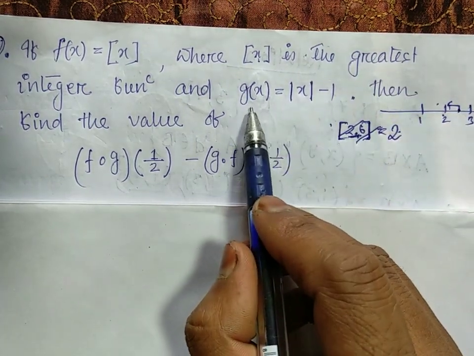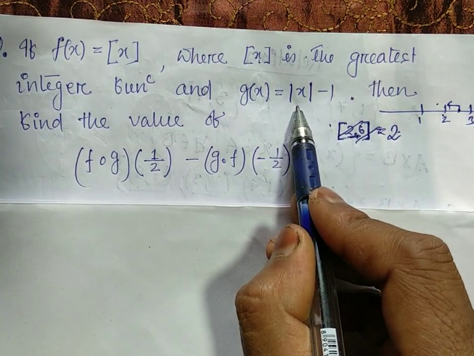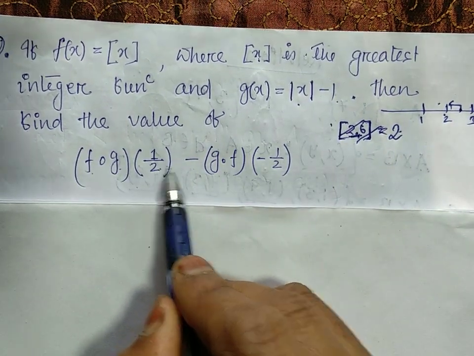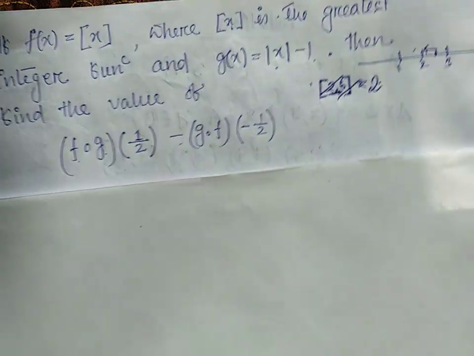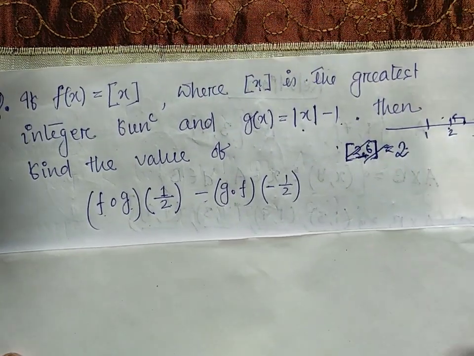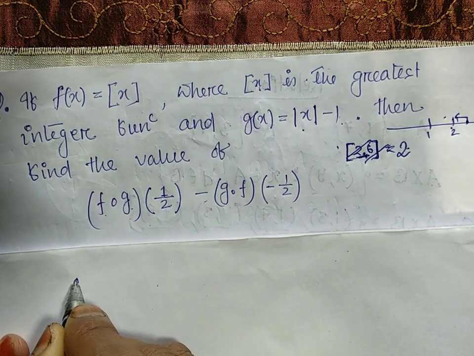And g of x is a function which is defined as modulus of x. It gives us always a positive value, -1. Then you have to find the value of f naught g naught half minus g naught f of minus half. So let us try to find out the value. What is actually given?